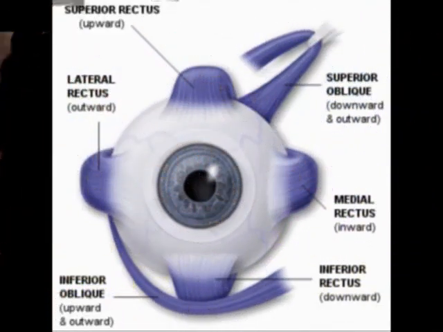I'm going to describe the structures of the eyeball from the front, moving towards the back, and then we'll talk a little bit about the brain as well. As you'll be aware, of course, the eyeball is a spherical shape.